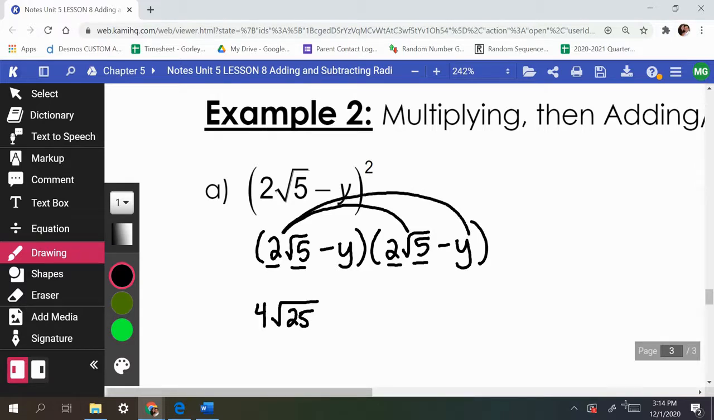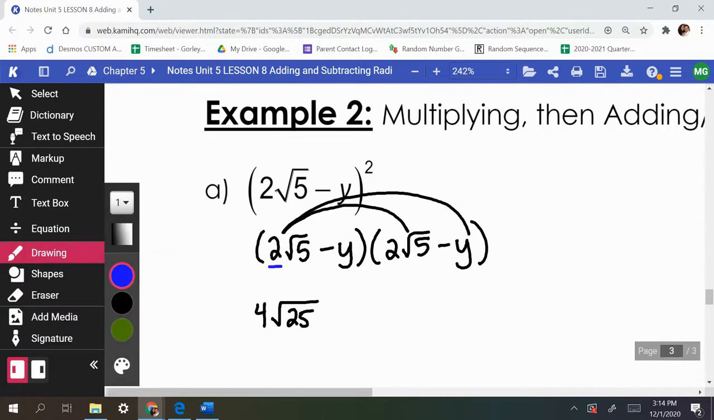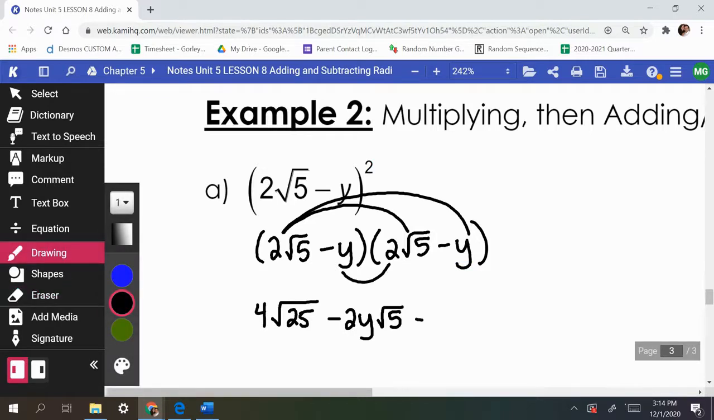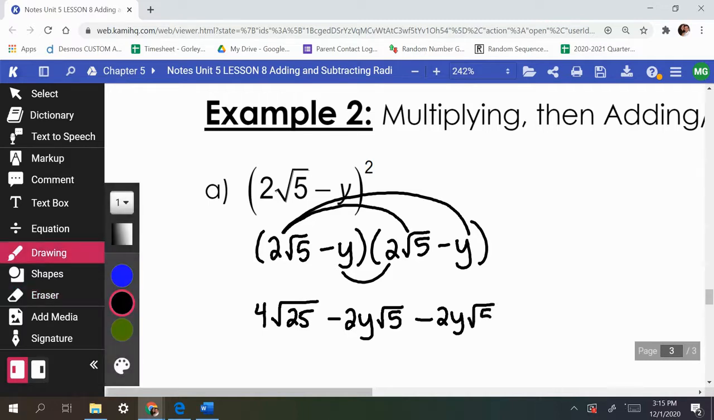Then I do my outers. Again, we've got to make sure we're multiplying like parts. So here we've got 2 times negative y are both outside the radical. So I'd end up with negative 2y. And then you can see that we had a root 5 that was under the radical. Okay. Then I do both my inners. Again, the 2 and the negative y are outside the radical. And then the 5 is under the radical. Last times last, we have negative y times negative y, which would give us a positive y squared.